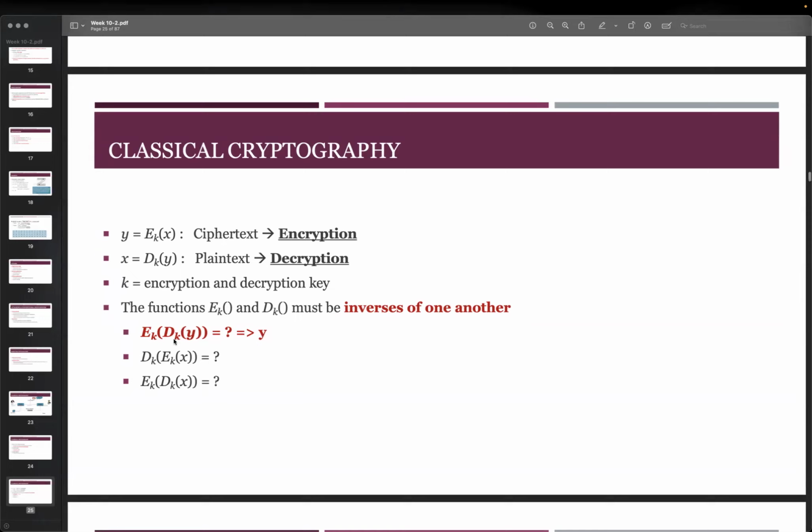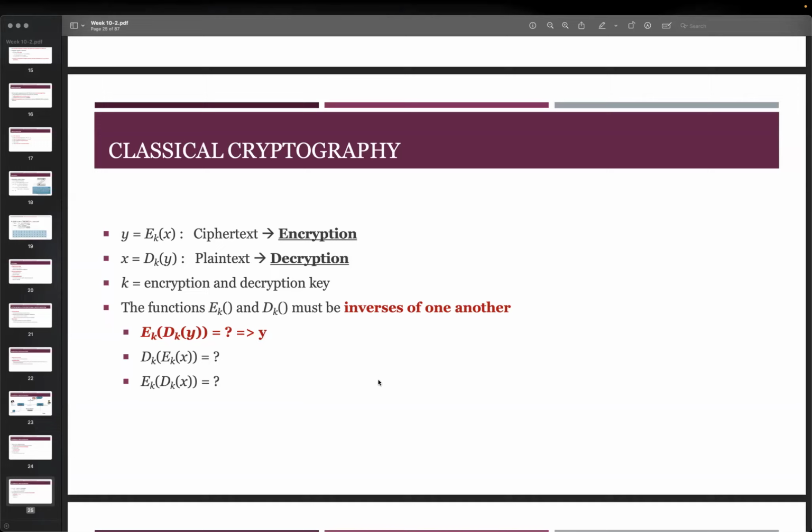That means if you encrypt and then decrypt, you will still get the same Y. If I ask you about an original plaintext, what's the result after encryption? Also remember, this is a part you have to validate. How can you validate? Try to trace back, and you should get the same result. They are inverses of one another, so you need to check.